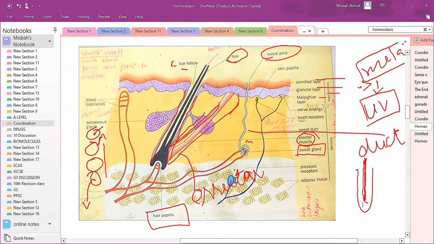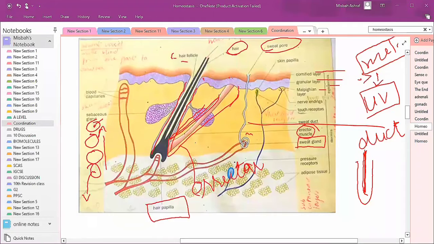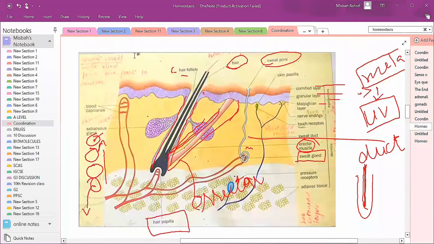Okay, we also discussed these nerve endings, right? These are parts of the neurons which are sensitive to some stimuli, like temperature, touch, and pressure. Sometimes in picture questions, you have to identify these receptors. So just remember those which are at the bottom are the pressure receptors, and those which are at the top are the touch receptors.